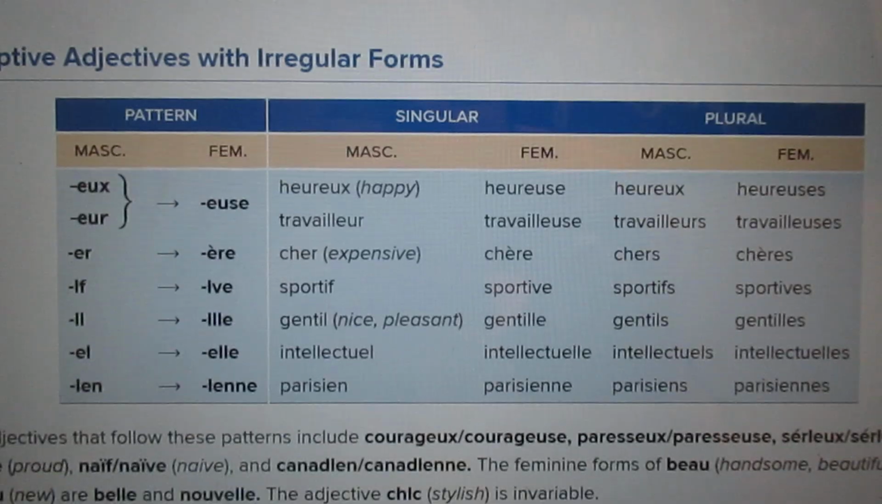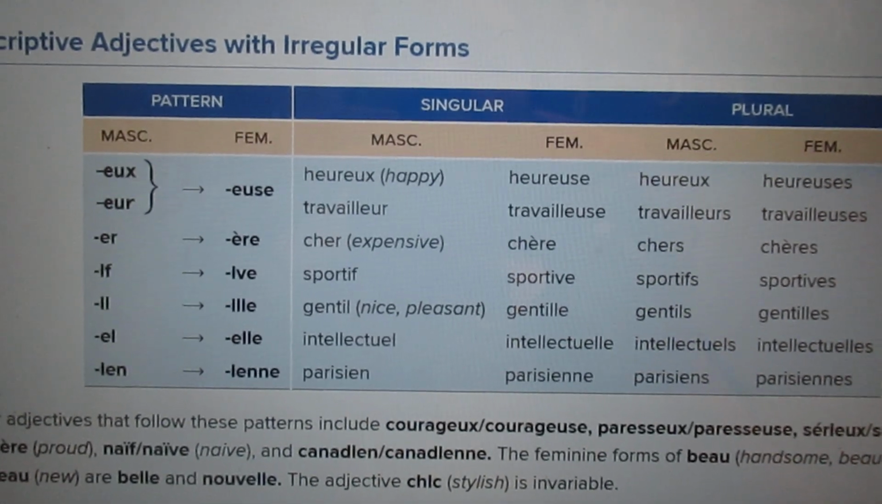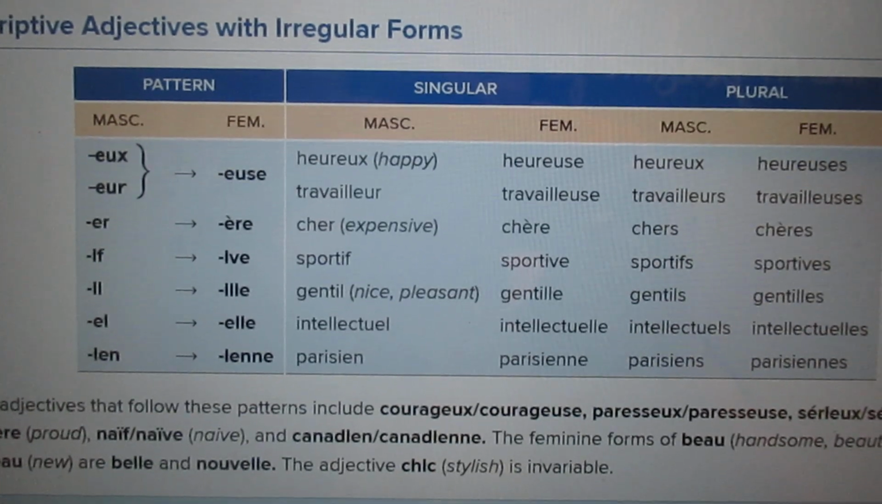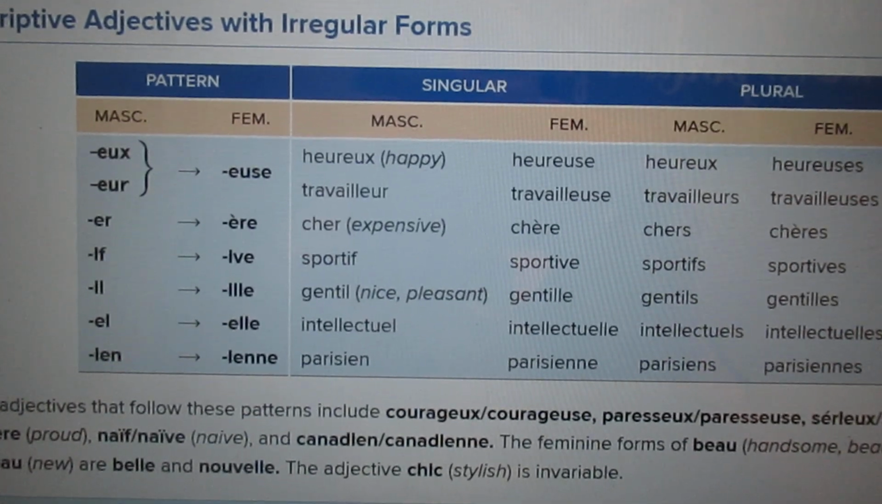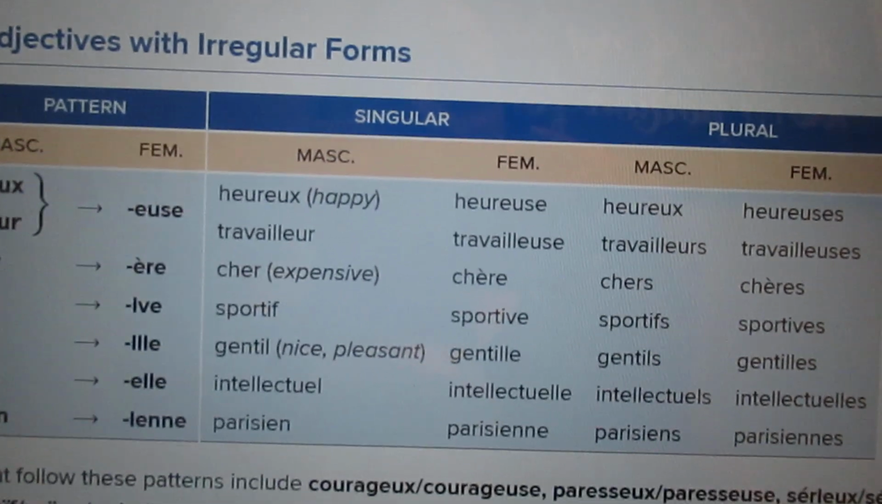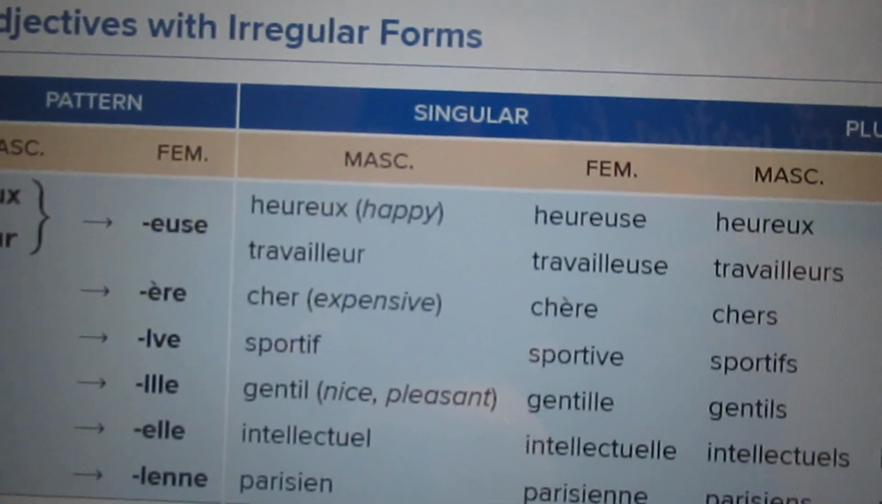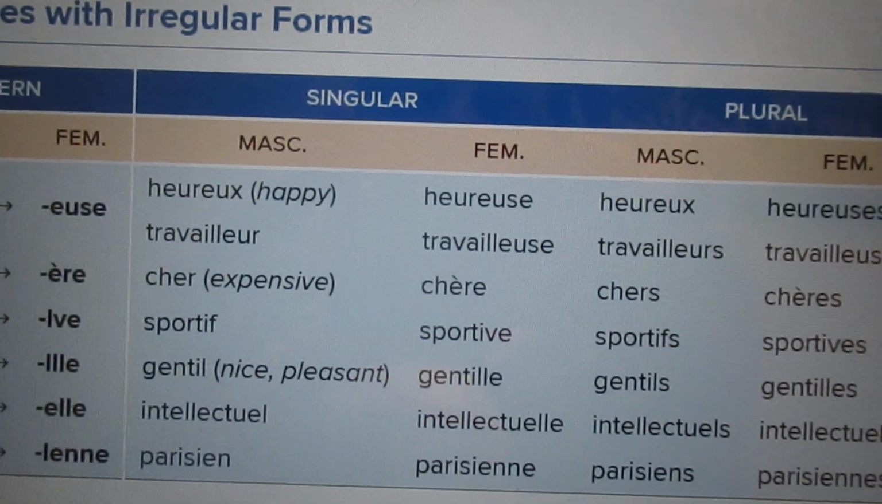So we have adjectives in French that end with EUX or EUR in the masculine form, and in the feminine form they're going to have EUSE. So we have heureux, which is the masculine, but if we look at the feminine we have heureuse.